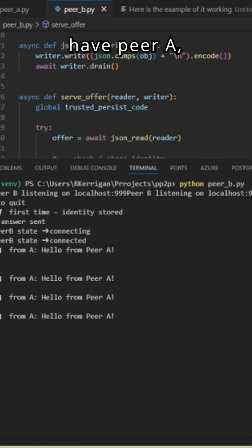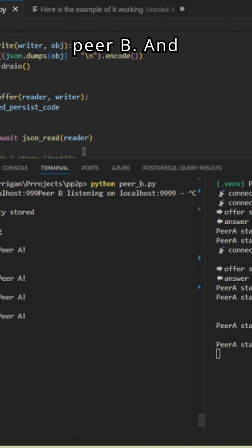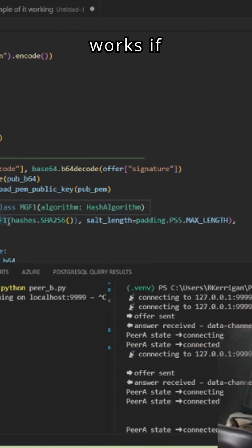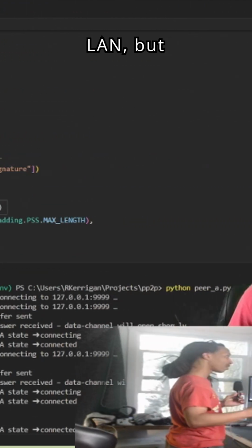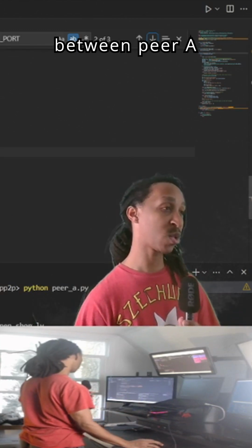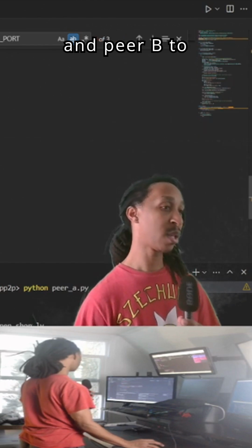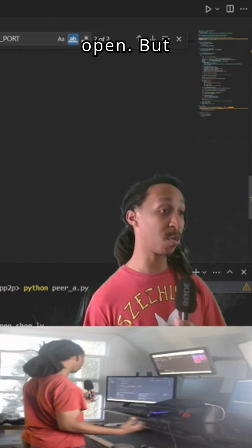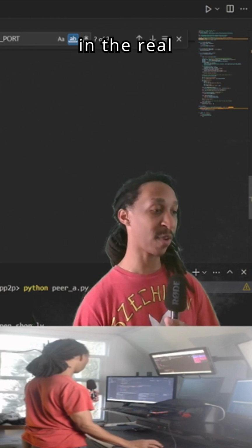As you can see here, I have peer A, peer B. And the automation works if everything is in the same LAN. I basically used a small little TCP server to communicate between peer A and peer B to keep that signal open, but obviously that wouldn't work in the real world.